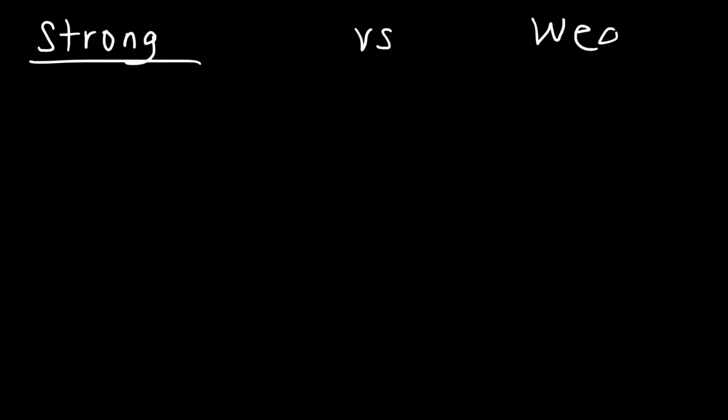Now, let's talk about strong acids and weak acids. You need to identify if an acid is going to be strong or if it's going to be weak. Strong acids ionize completely. Weak acids partially ionize. They don't ionize completely. So for a strong acid, basically almost all of it would ionize in solution. A weak acid, less than 5%.